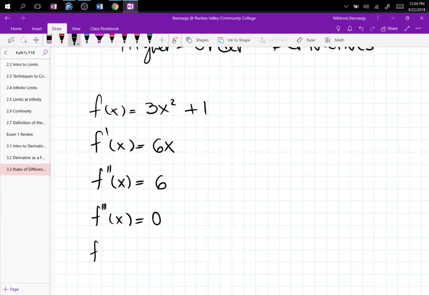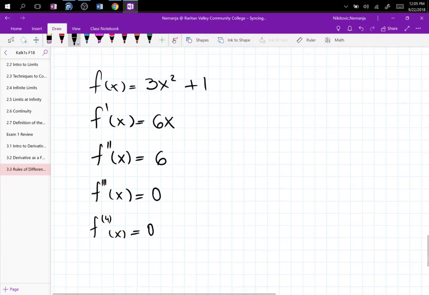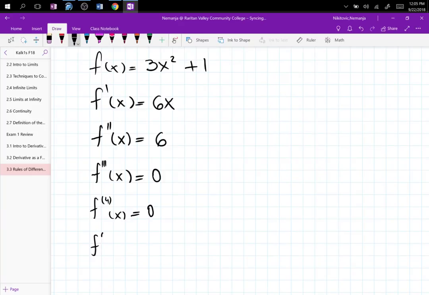Now, the fourth derivative switches the notation. You see that now we start with numbers in parentheses. And I hope that you realize now that every next derivative you take is going to be 0. Right? Because the derivative of 0 will always be 0 as you go on.